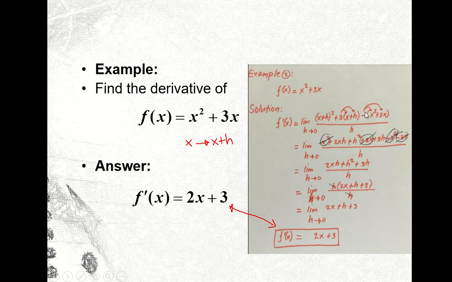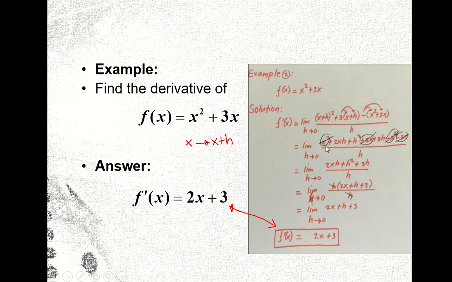Then minus, again, this is understood to have a 1 here. So negative 1 times x squared gives you minus x squared. Then negative 1 multiplied by 3x gives you negative 3x, all divided by h, as h approaches 0.